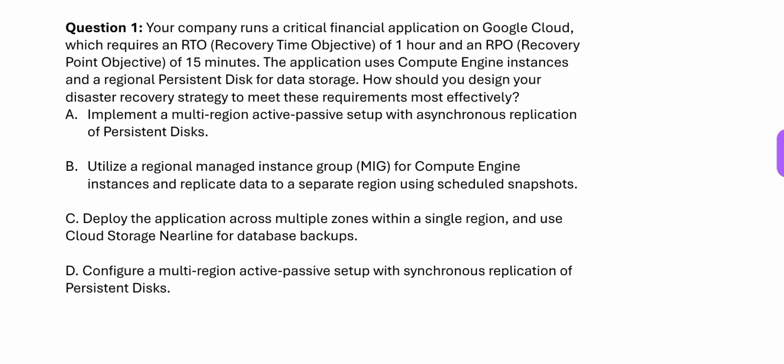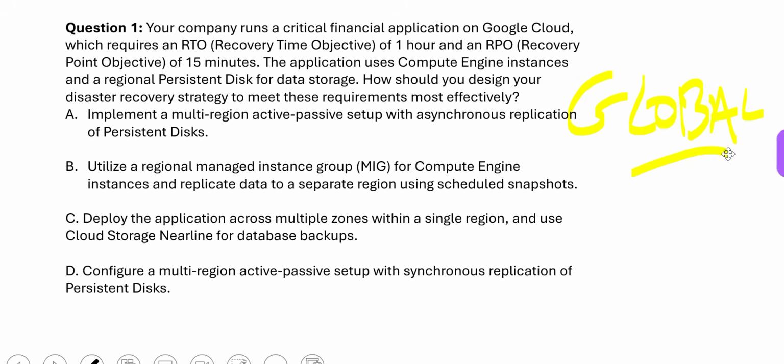They are already saying that we have a regional persistent disk. So you have to propose a disaster recovery strategy which is global in nature. This is the key: global. Option A says we will go with a multi-region active passive setup. This looks correct because you don't want a regional disaster recovery. You want to move out of the region because you already have a regional setup in place. So this looks correct, but let us scan through the other options.